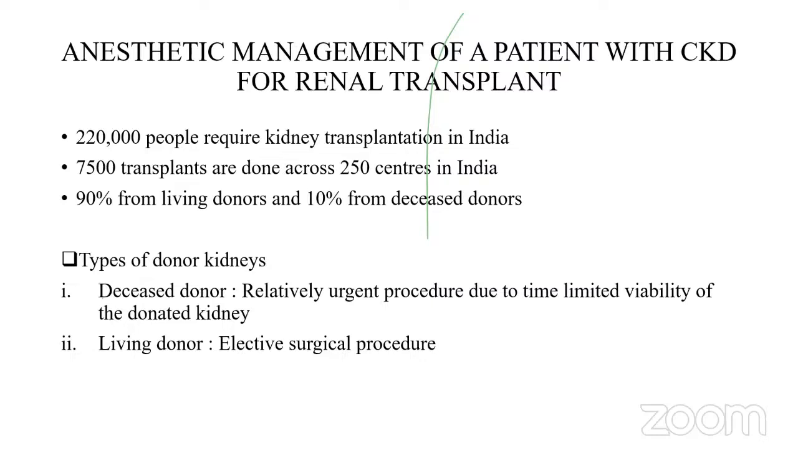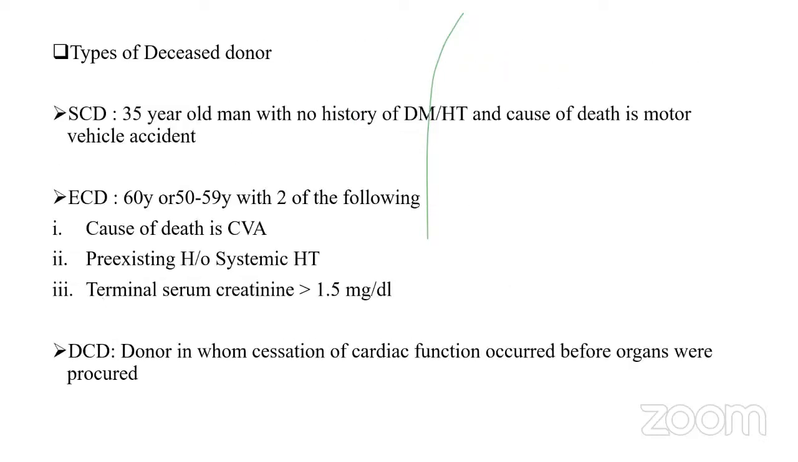Types of donors: deceased donors and living donors. Deceased donor surgery is a relatively urgent procedure due to the time-limited viability of the donated kidney. For living donors, we can schedule it as an elective surgery. Types of deceased donor: standard criteria donors, usually young and without any comorbidities. Extended criteria donors, usually the oldest group with multiple comorbidities. And donation after cardiac death: a donor in whom cessation of cardiac function occurred before organs were procured.